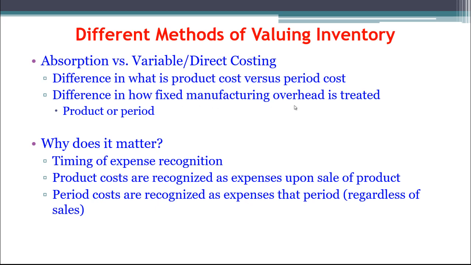So again, fixed manufacturing overhead, we need to know under one method, it's treated as a product cost, and therefore it would be deferred. It won't be an expense right away. Under the other method, it's a period cost, and it gets expensed immediately.